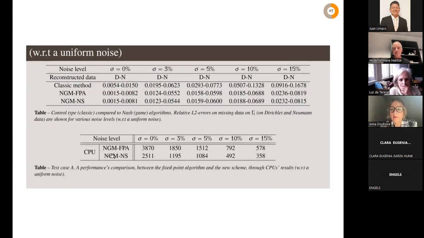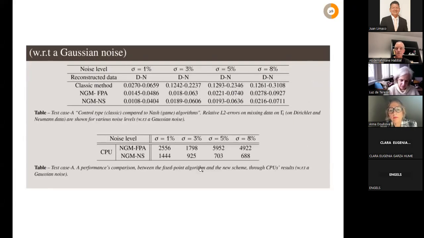So from the CPU time, we see that linearization turned out to have some payoff because we spent much less CPU time. This is for a uniform noise, and it is much more striking for a Gaussian noise, where we have more than 7 times saved CPU cost.